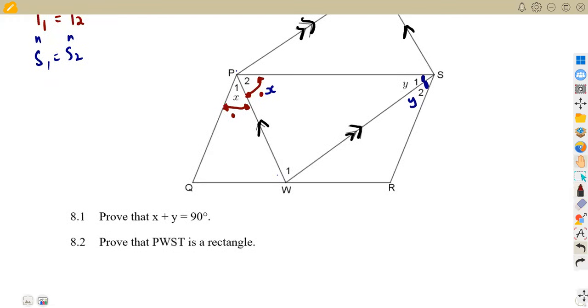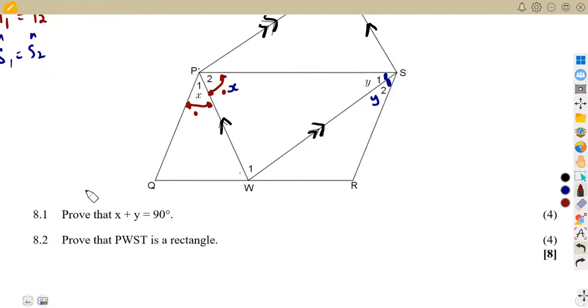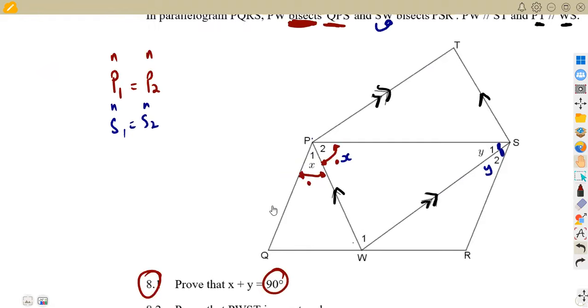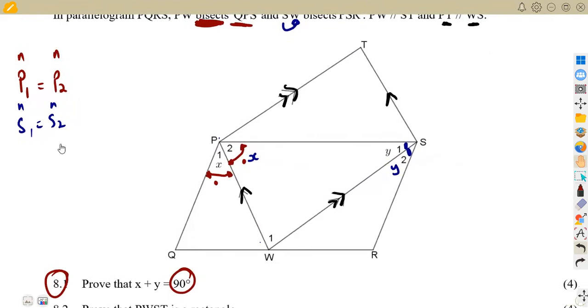All right, so let us check the questions that we're given. The first part is to prove that x plus y is equal to 90 degrees. If we add x and y, we must get 90 degrees. From where? We do not know. Let us just take some of the information. Remember, we said P1 is equal to P2 from the given information. So this will be X and this will be X, this will be Y, and this will be Y.